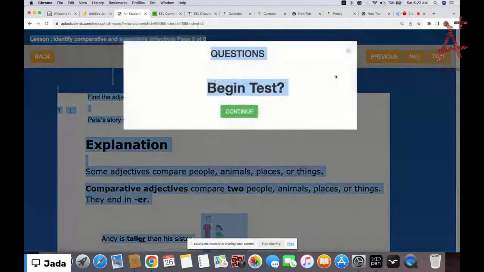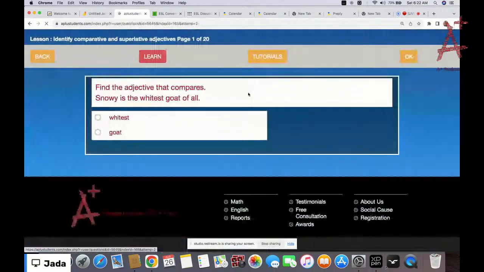So we'll move on to the test here. Move on to the test now.